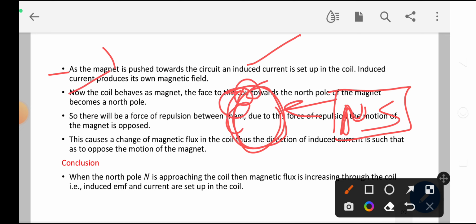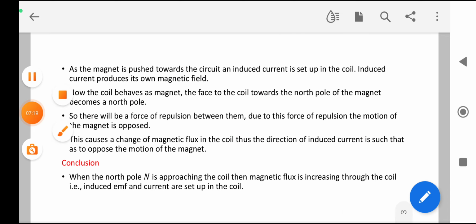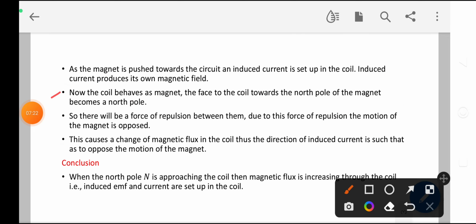Here current produces its own magnetic field, right? Next step, in the next step what is he saying? Now the coil behaves as a magnet. Yes, when the current passes through the coil, it produces a magnetic field and then it behaves as a magnet. When it behaves as a magnet, it must have north and south poles.